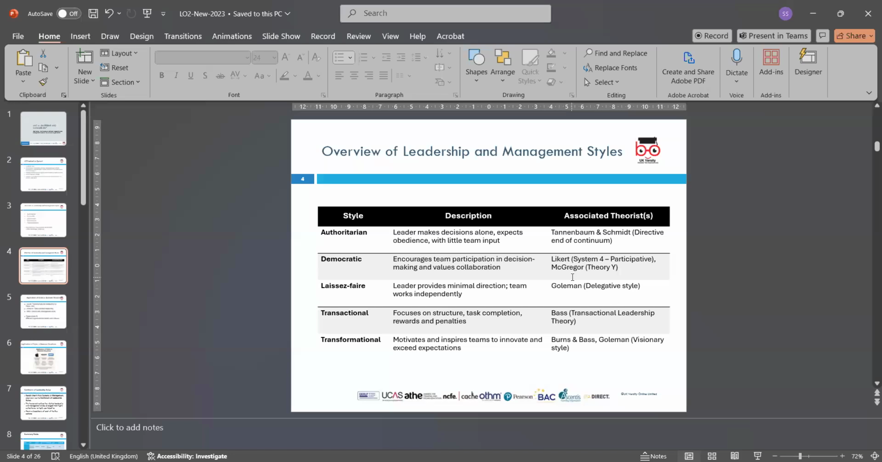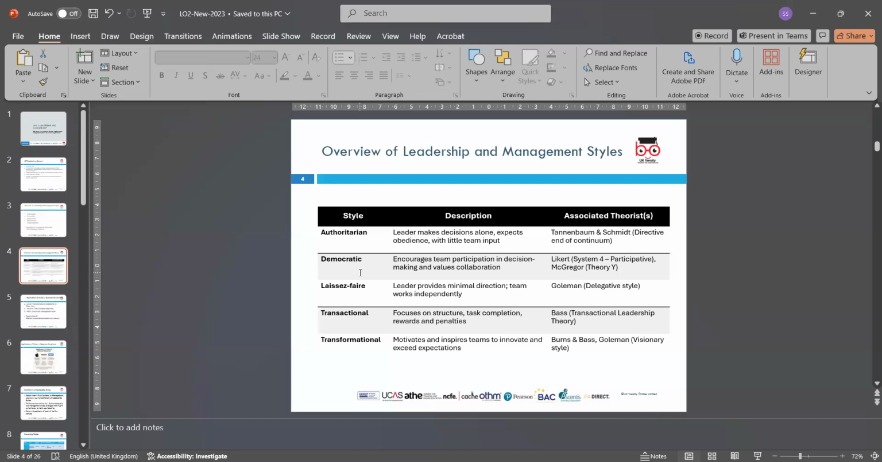Authoritarian leadership style: in this case, the whole decision is made at the higher level. They don't take any kind of input from their subordinates. So there is little or no input from their subordinates. In other words, it is centralized decision making which is done at the higher level, maybe corporate level or a higher management level. So these are the theorists who are attached with this style.